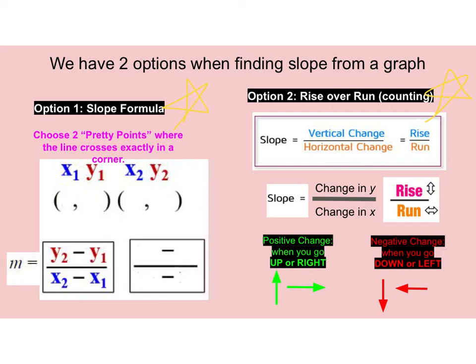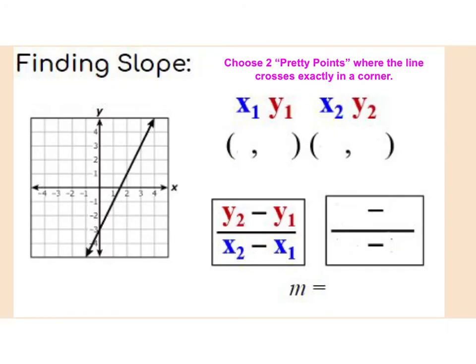Take this page down for notes. On our first graph, we're going to find slope first using our slope formula of y2 minus y1 over x2 minus x1. We need to choose two pretty points where the line crosses exactly in a corner. Our ordered pair that we're going to use for x1, y1 is going to be point (0, -3), and the one we're going to use for x2, y2 is going to be point (3, 3).